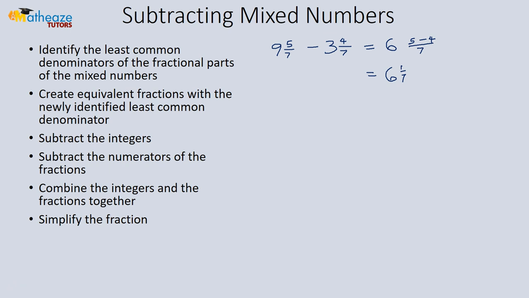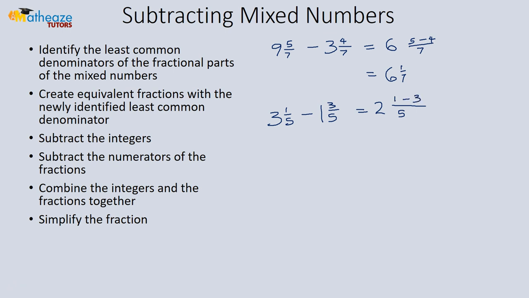Now I'm going to try one where it's not as direct. Let's look at 3 and 1 over 5 minus 1 and 3 over 5. What we're going to do here is subtract the integers. So we get 2 right here, and then we have the same least common denominator, which is 5, and we're going to have 1 minus 3.